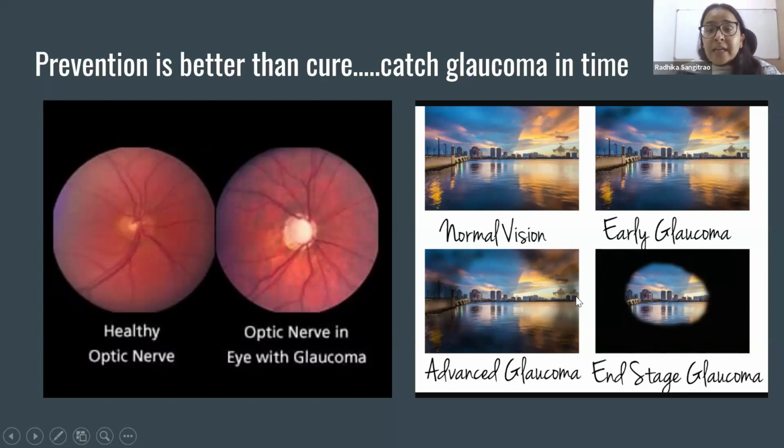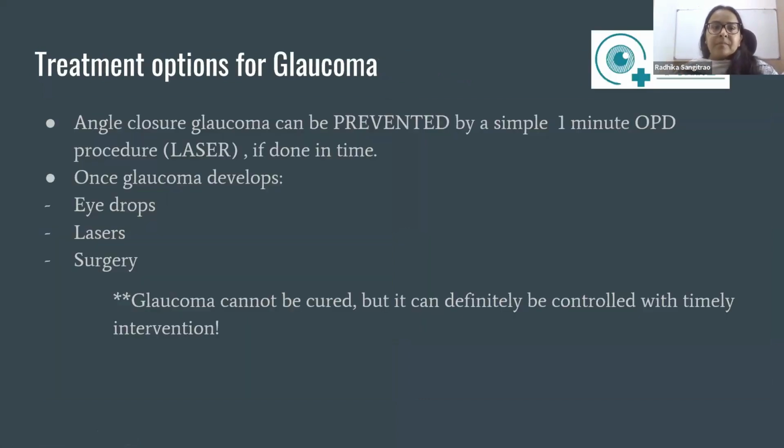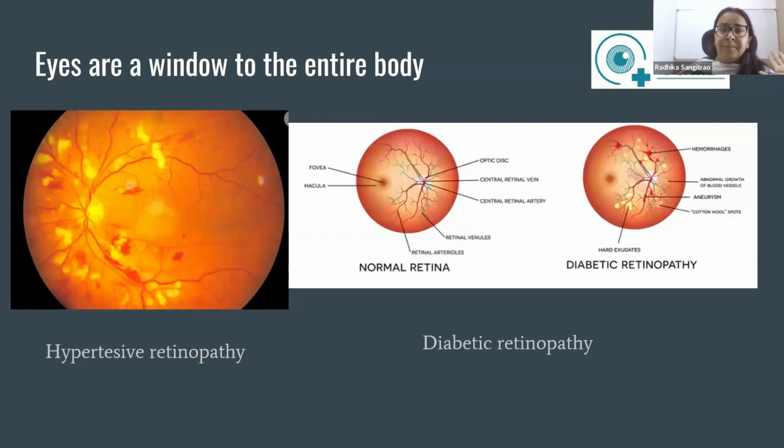So we need to diagnose glaucoma at this early stage, so that we can control it and maintain your vision for life. That is why I really feel sincerely that everybody should be aware about this, so that they can get their yearly eye checkup and we can diagnose it on time. There are different treatment options for glaucoma, going from drops to lasers to eye surgery. What we should remember is that it cannot be cured, but it can definitely be controlled with timely intervention.